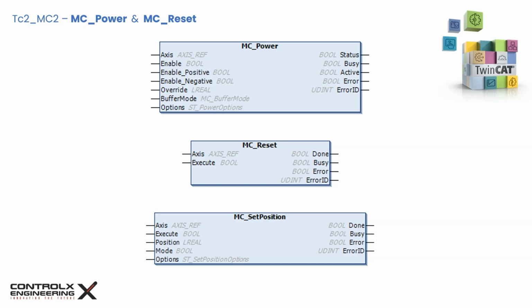If the mode input is false, the access position is set to an absolute value. Otherwise, the access position is changed relative to the specified position value. The done output bit becomes true if the function block executed successfully. The busy output stays true as long as the function block is called with execute bit true.